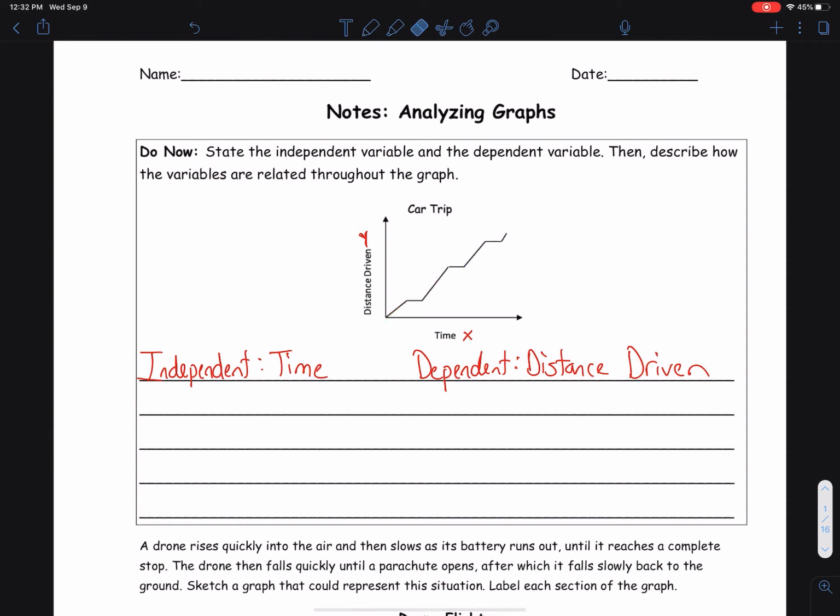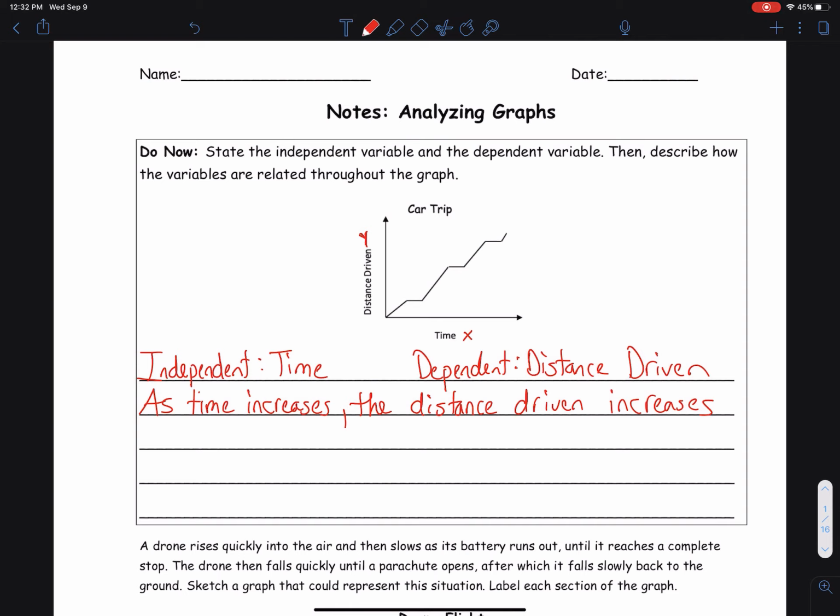So how I would describe this is as time increases, what is happening to our y-axis, or in this case the distance driven? Well, the distance driven is increasing, so the distance driven increases, but it doesn't always increase. So we're going to want to talk about those little stopping points, which if we're talking about time and distance driven, that's when the driver's stopping for a little bit. It might be to get something to eat, fill up gas.